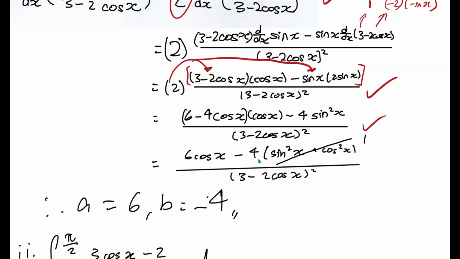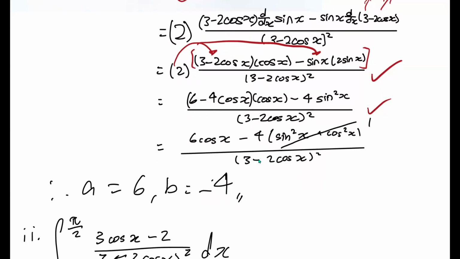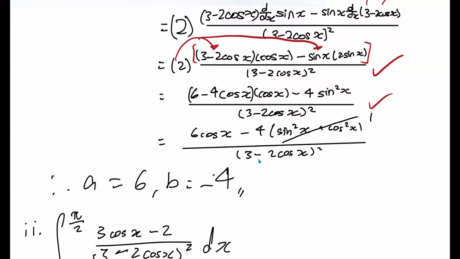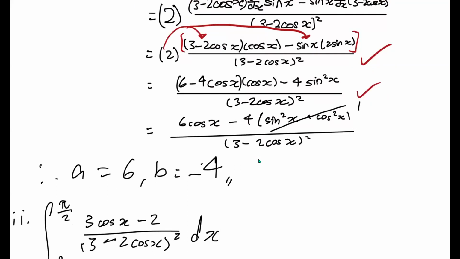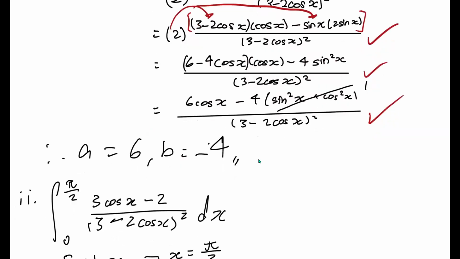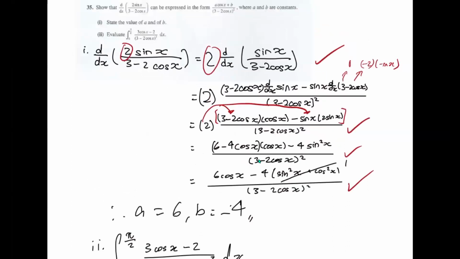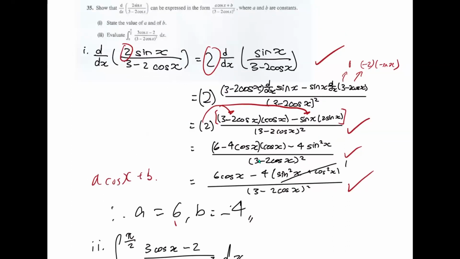Good. Now multiply the cos x into the first two. You get 6 cos x minus 4 cos square x minus 4 sine square x. The minus 4 cos square minus 4 sine square, you can factor out negative 4. You get sine square plus cos square x. And they cancel off, become a 1. You're left with negative 4. Good. So 6 cos x minus 4 over 3 minus 2 cos x bracket square. So comparing with the form above, we realize we need a cos x plus b on the numerator. So that means a equal to 6, b equal to negative 4. Good. Okay, for part 1, that's done.